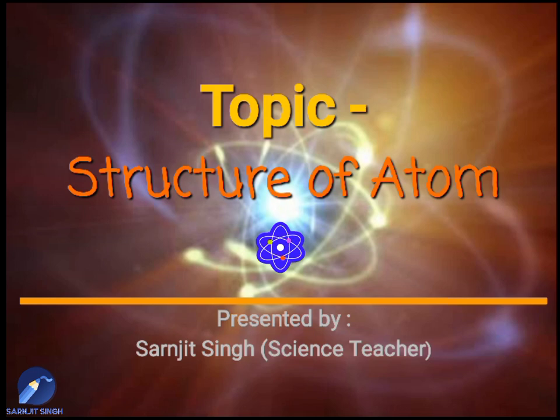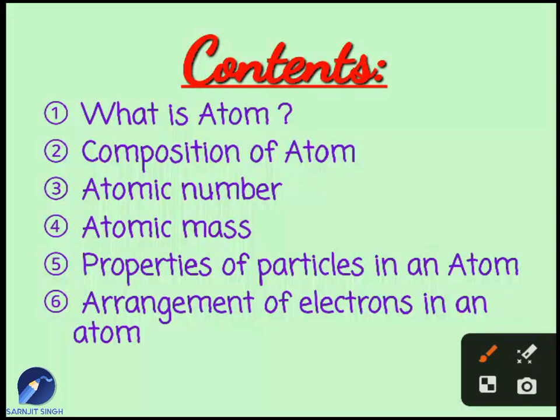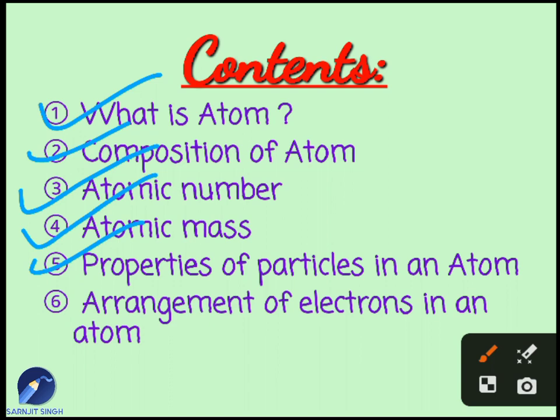So without wasting time, let's start today's topic, that is structure of atom. Today we will discuss these topics. First is what is an atom. Second one is composition of atom. Third, atomic number. Fourth, atomic mass. Fifth, properties of particles in an atom. And at the last, we will discuss arrangement of electrons in an atom, means how the electrons are arranged in an atom.